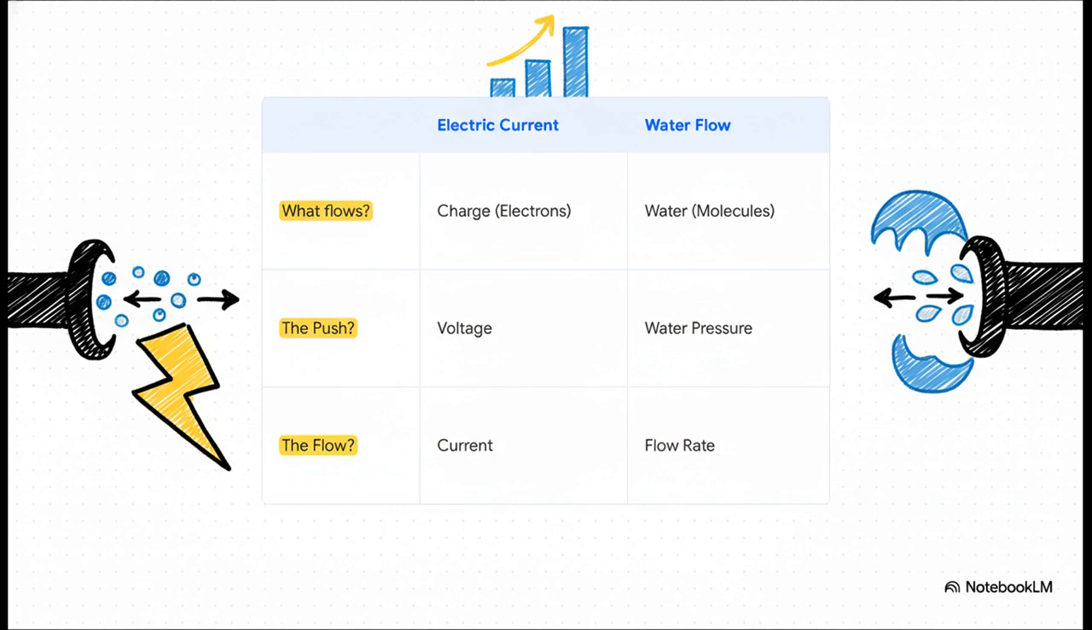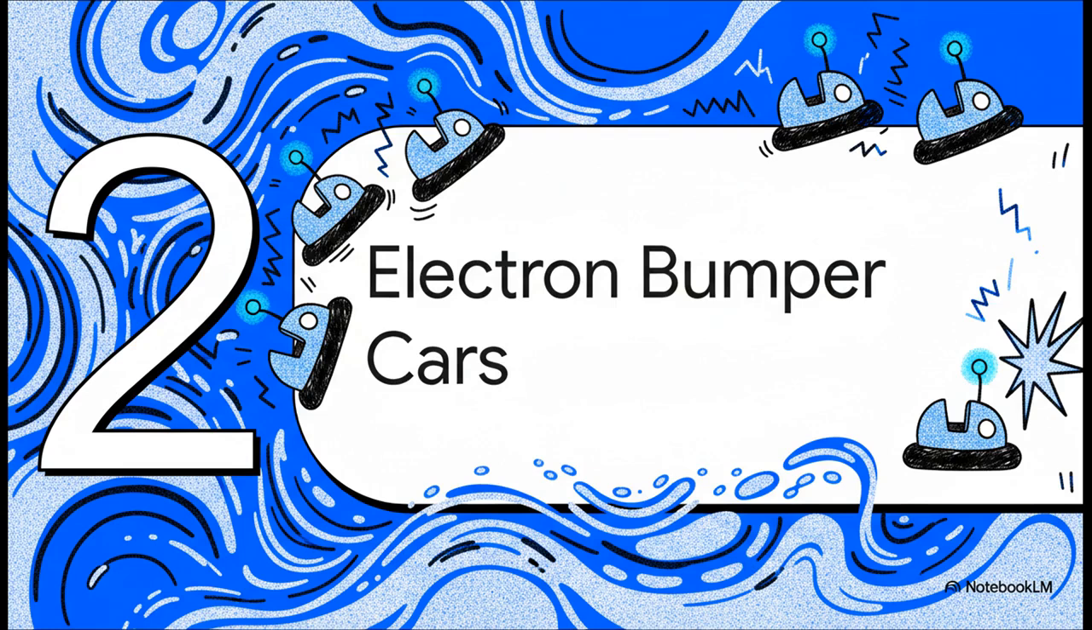With water, it's pressure. With electricity, we call that voltage. And the flow itself, we call it a flow rate for water, but for electricity, we simply call it current. It really is that simple. More voltage gives you a stronger push, which gives you more current. So that water analogy is a great starting point, but this is where things start to get a little strange.